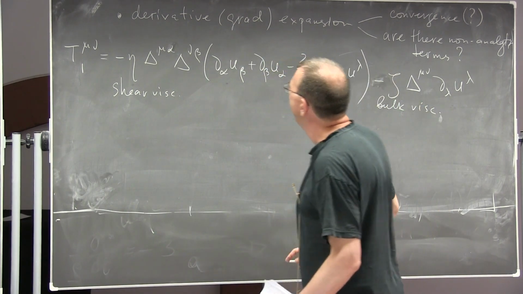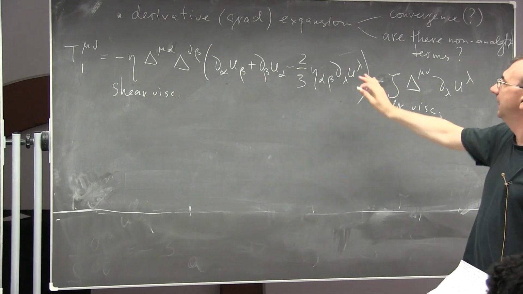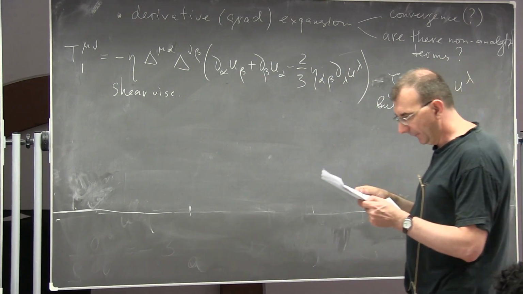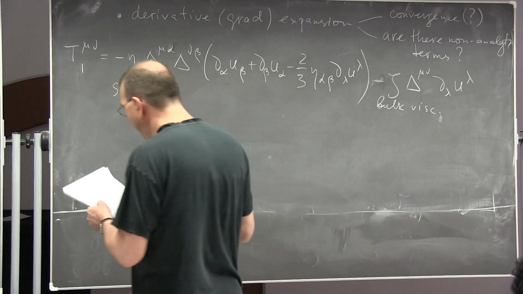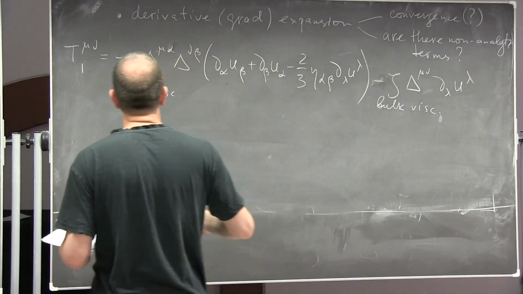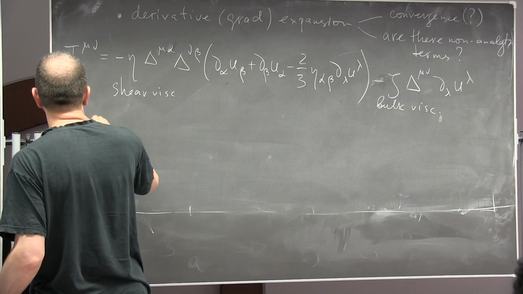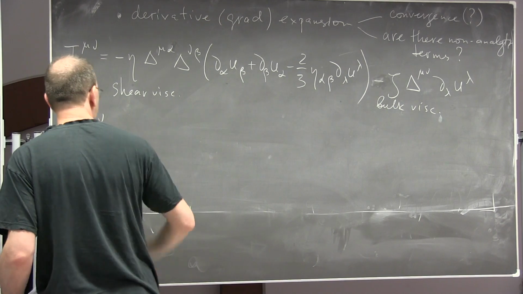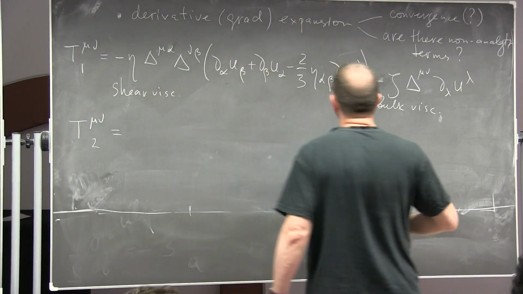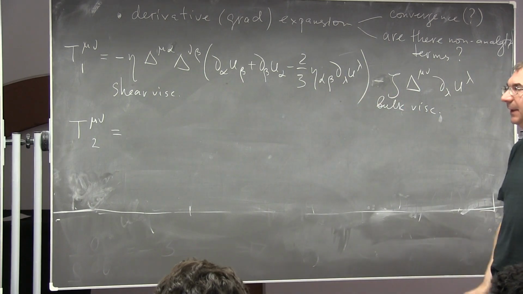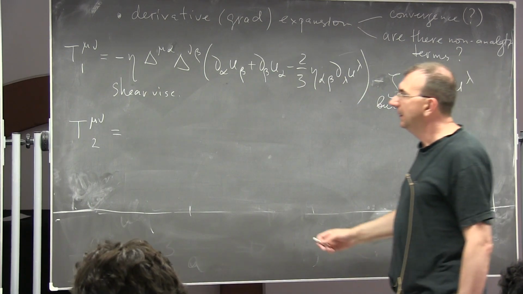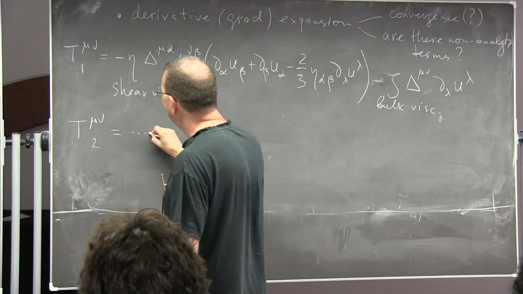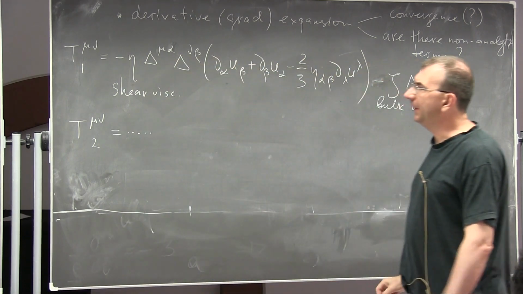Bulk viscosity, and the rest are index structures, right? And then there is a velocity u mu. So this procedure can be continued, and then you can write down T mu nu 2, and this expression is significantly more complicated than this, and I will not write it down. You can find it in the literature in my reference list. But the moral of the story is the same.